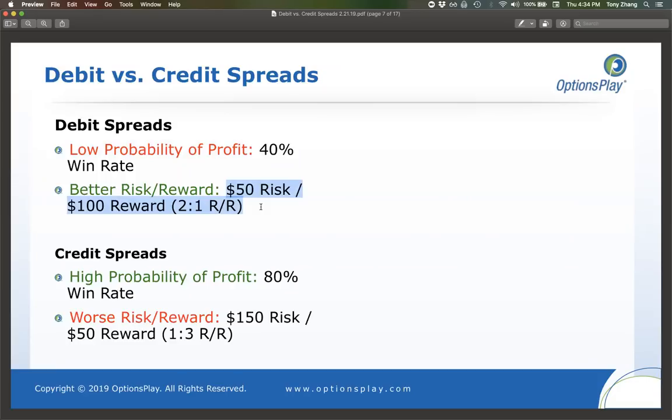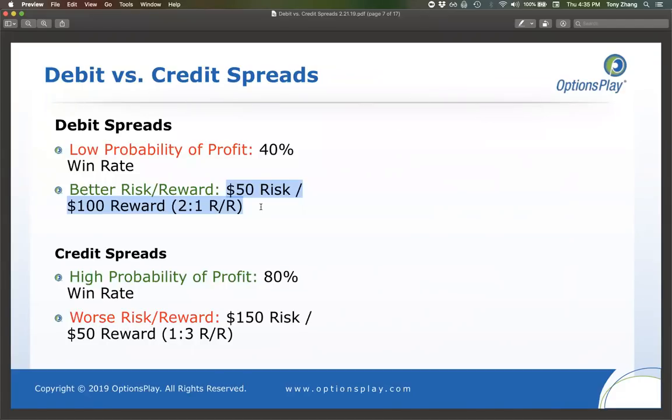So I only have to be right about a third of the time in order to be profitable. And as long as I'm right more than a third of the time, I can make money using this type of strategy. So don't discount a strategy just because it has low win rates or low probability of profits. Make sure you look at both sides of the equation. Look at how much the risk reward is, because the risk reward will typically help offset the low probability of profit that you see on a debit spread.